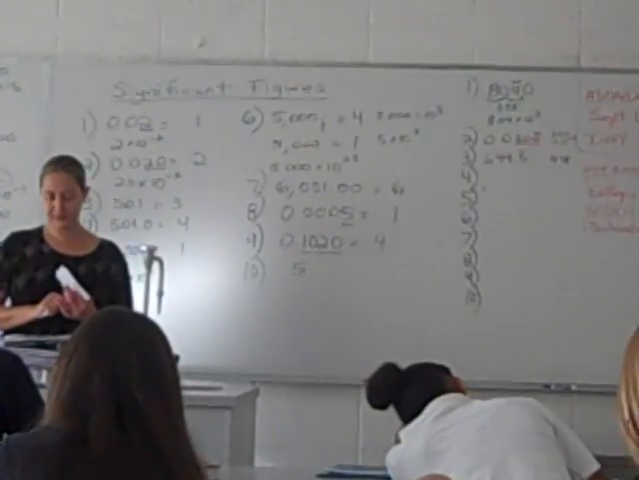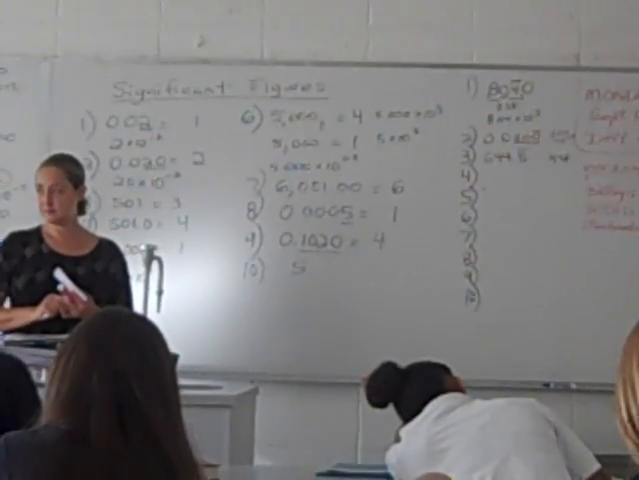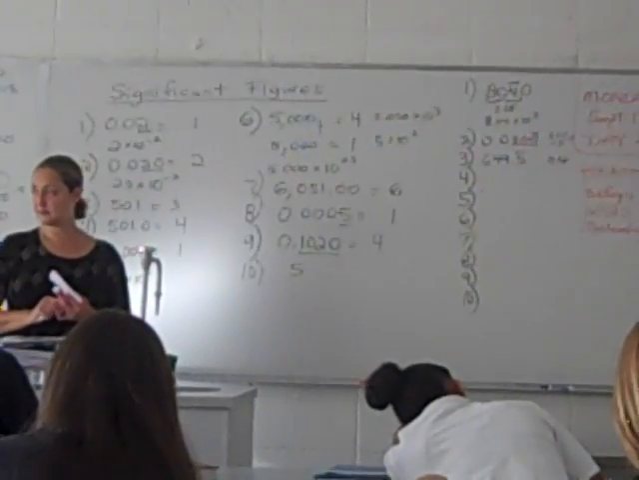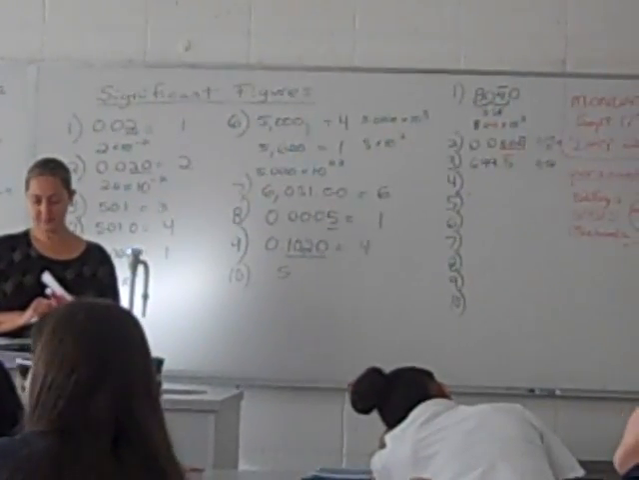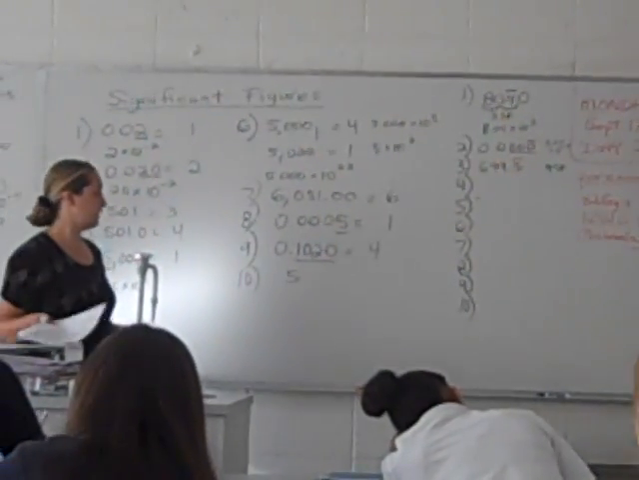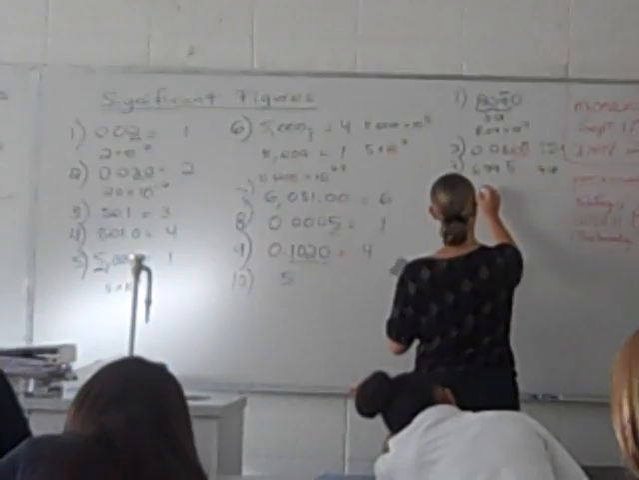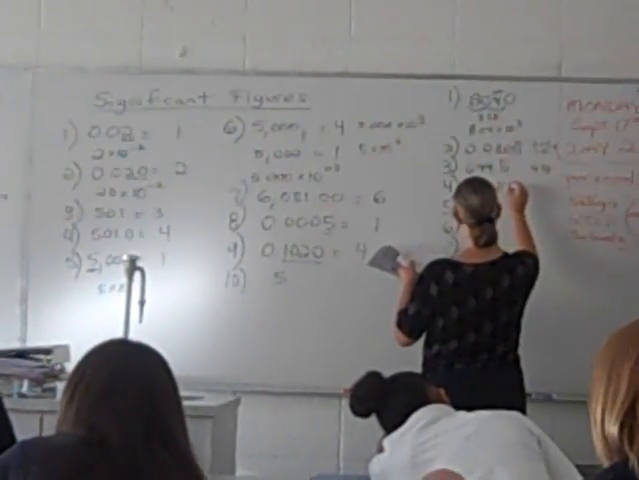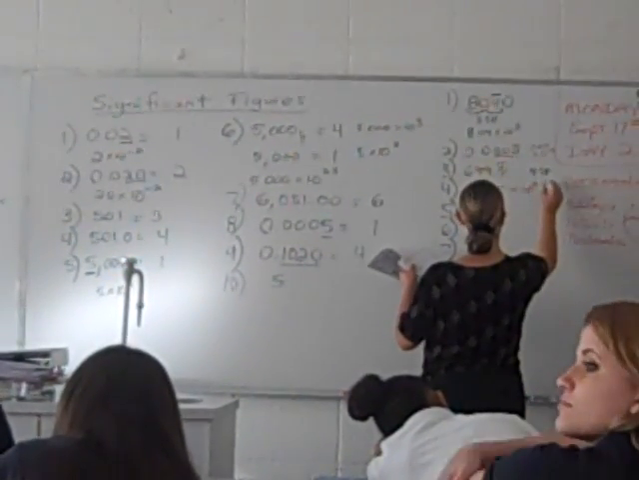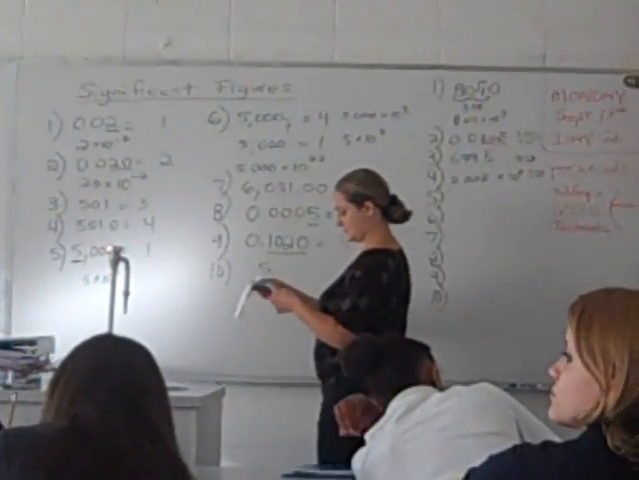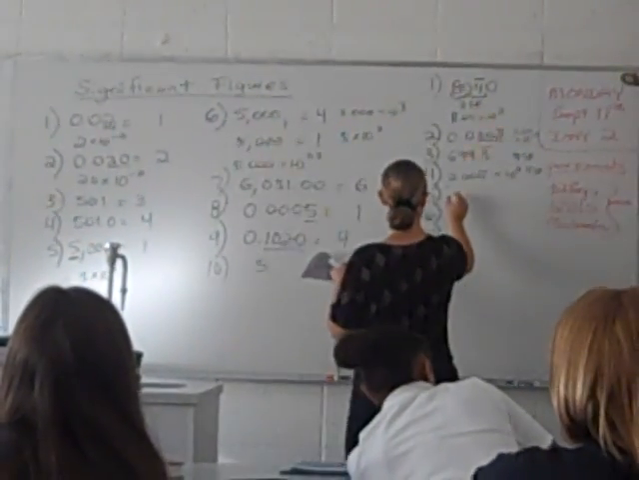Is there a volunteer for number 4? Okay, Tom? Last 0. Right, all 4 of those are significant. So we've got 2.000. That has 4 significant figures. Okay.